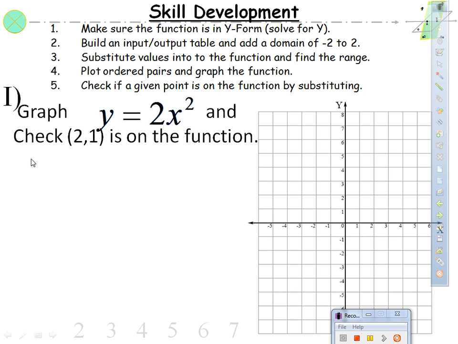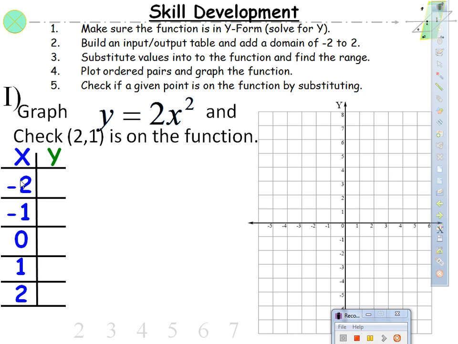So over here on the side, I want you to get your table going. We got x and y, and our domain is from -2 to 2. So I write -2, -1, 0, 1, 2. Now if you want, you can use fractions or decimals in between. That's up to you. Or you can just use these values. Step 3 says find the range, which means we need to substitute the values of x into the equation and find our y values.